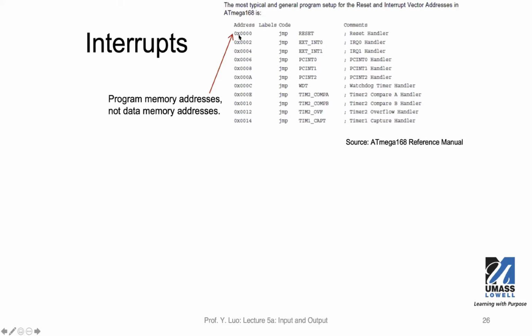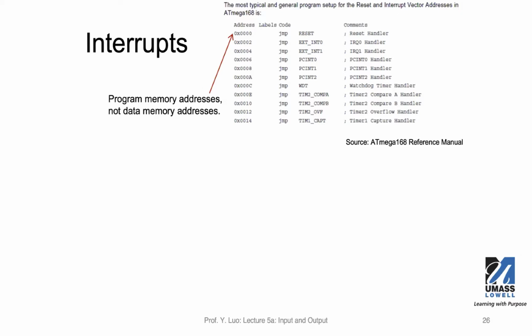So if there's a reset, this jump instruction will take the microcontroller to the function called reset. And for the second one, address 2, you'll take that to the IRQ0 handler. So these will be the entry point to these ISR routines. And these are the program addresses, not data memory addresses.